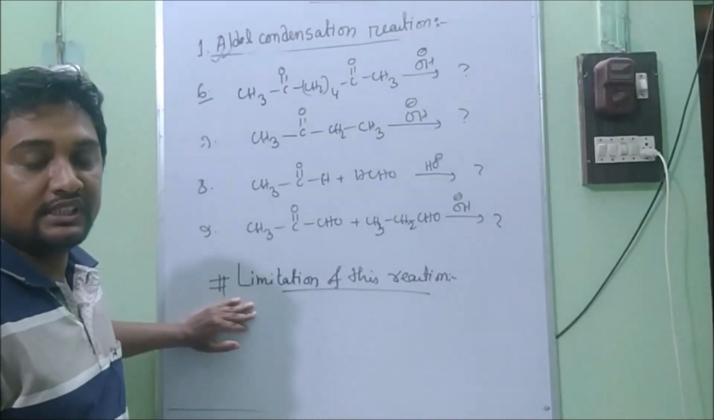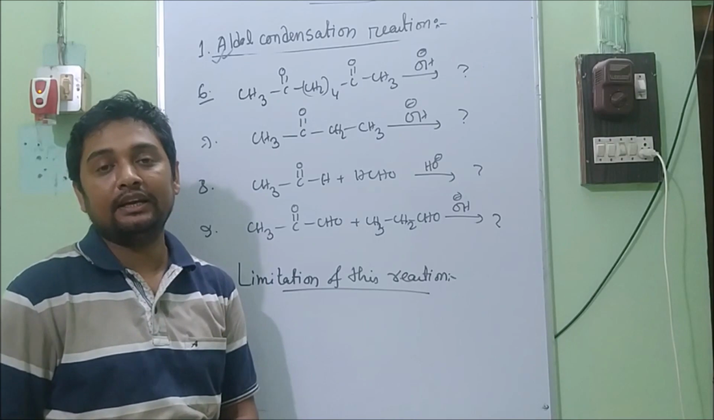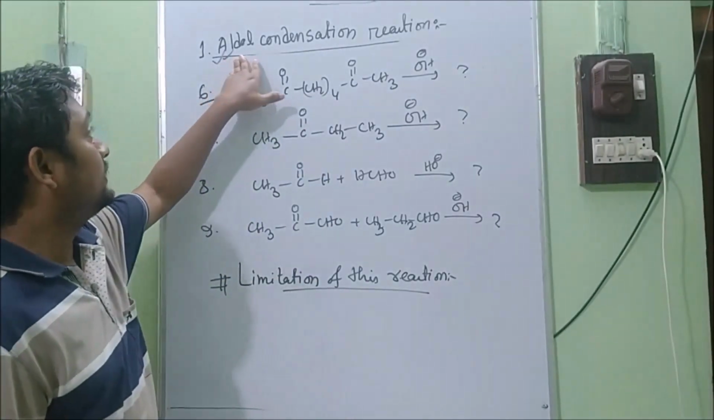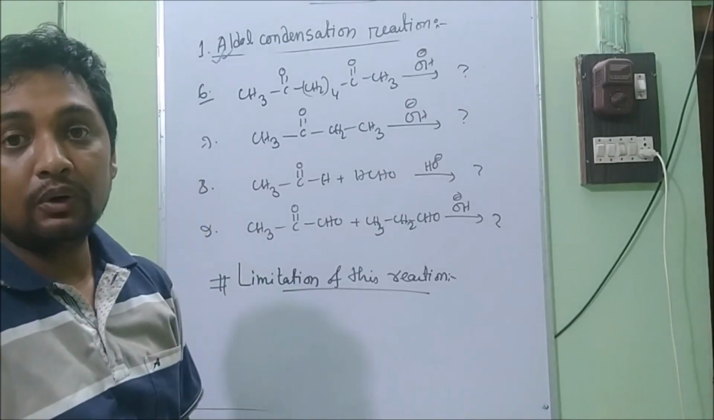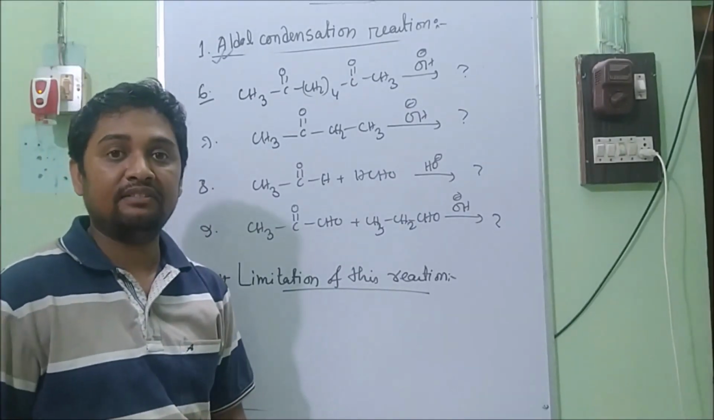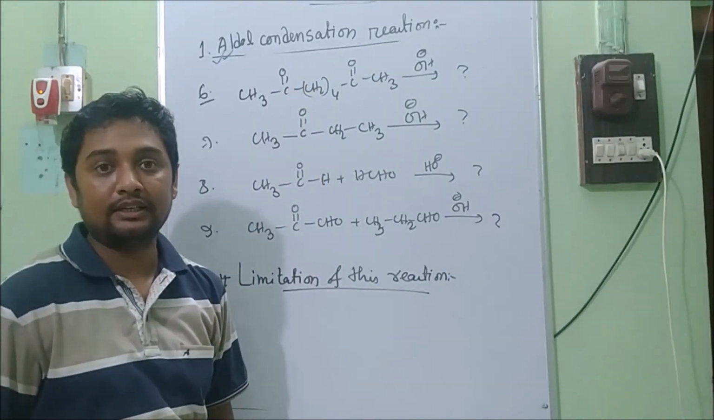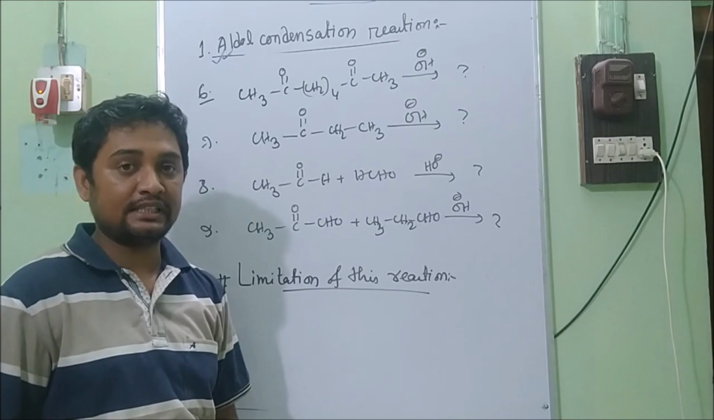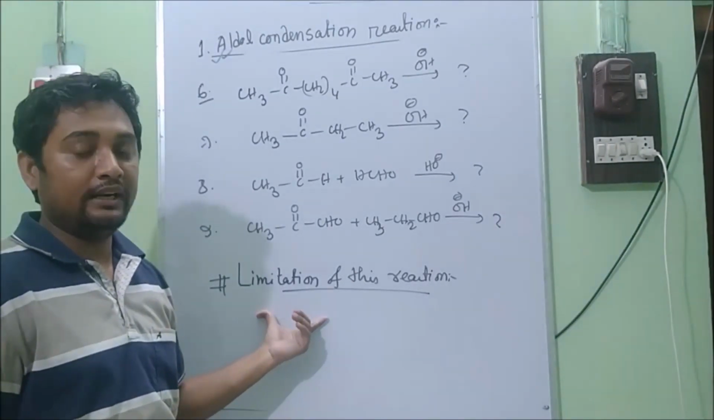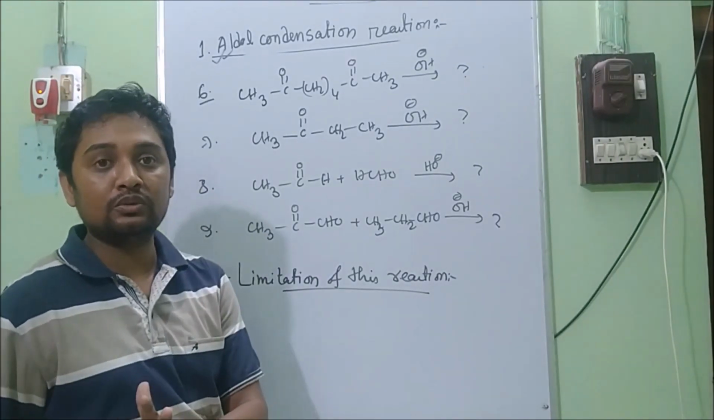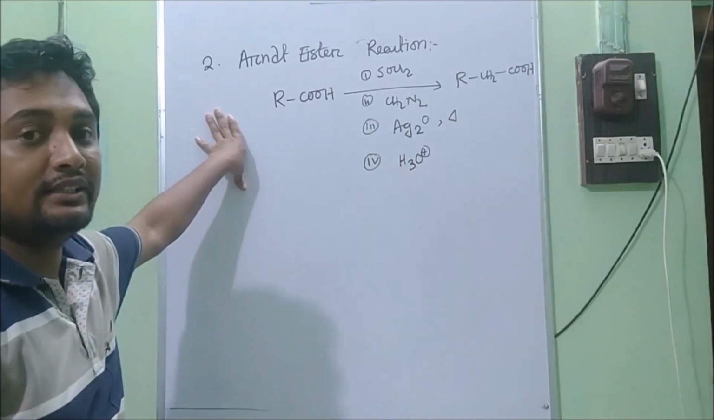The limitations of these reactions: the compounds which do not have alpha hydrogens cannot undergo this reaction. They cannot participate in aldol condensation reactions. So the compound must have at least one alpha hydrogen. This is the limitation of aldol condensation reactions, because not all compounds are able to participate in these reactions. Now next one, Arndt-Eistert reaction.